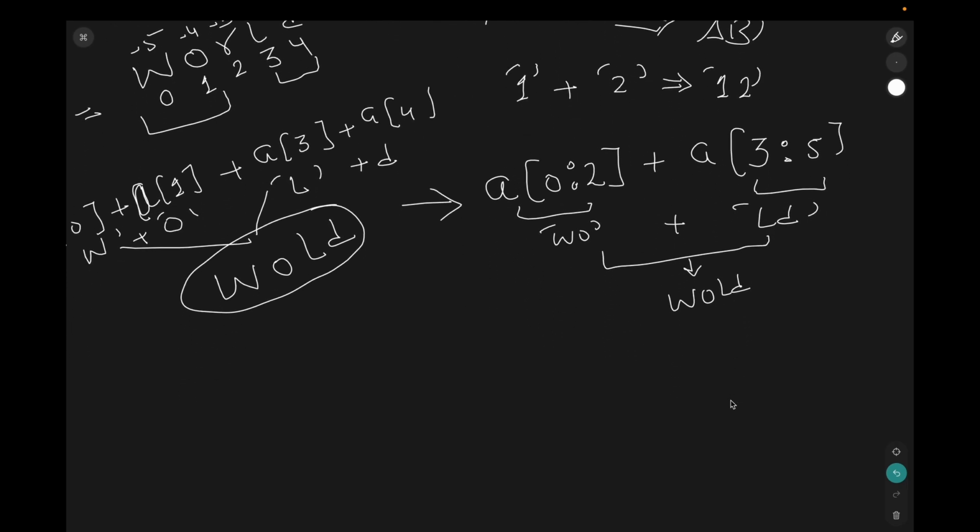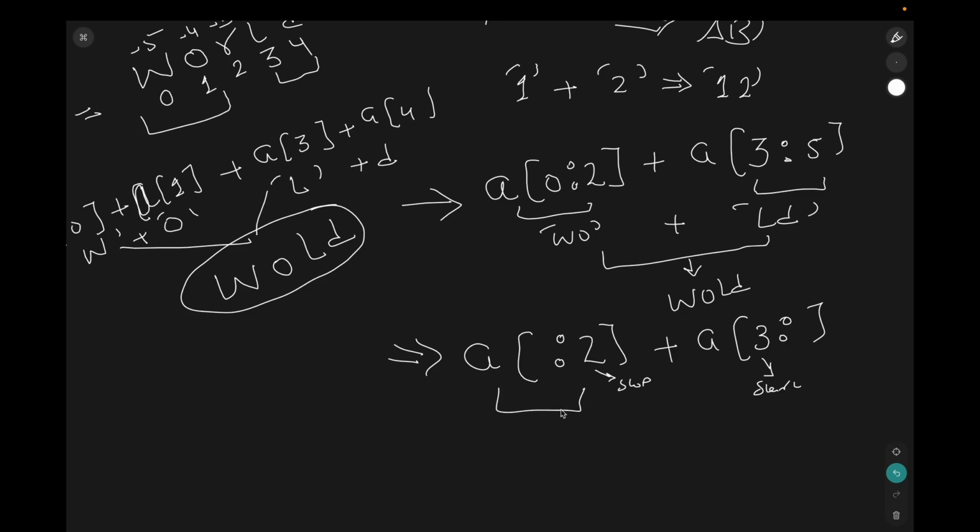But as I told you, there is this case as well. As we can say here, if I am saying a of colon 2, right, plus a of 3 colon. So here what we are saying, start from initial condition that is 0 and stop at 2, right? Will we include this 2? No. And here we are saying start from 3 and go till last. So whatever is present over there till last, give me that.